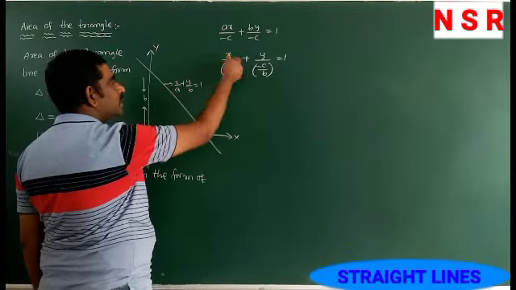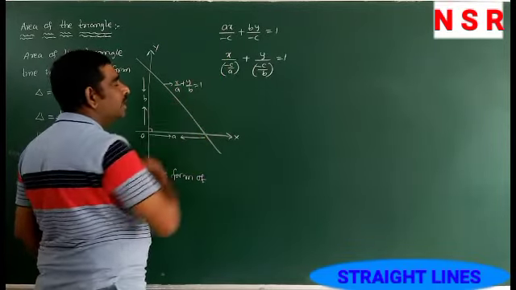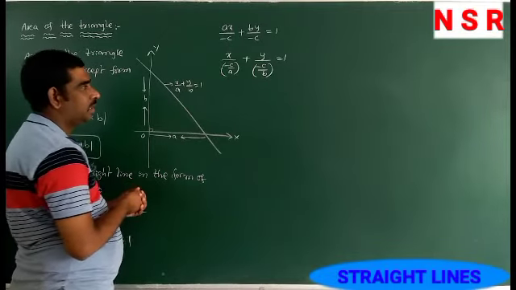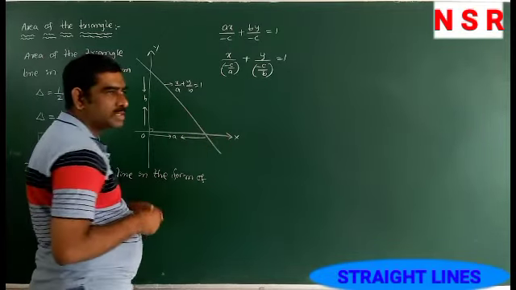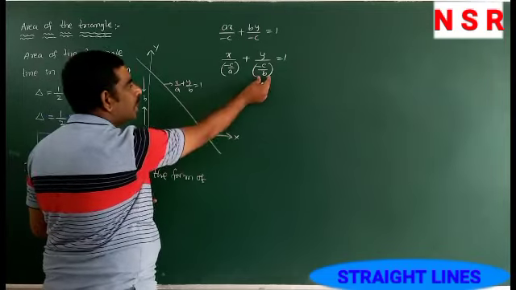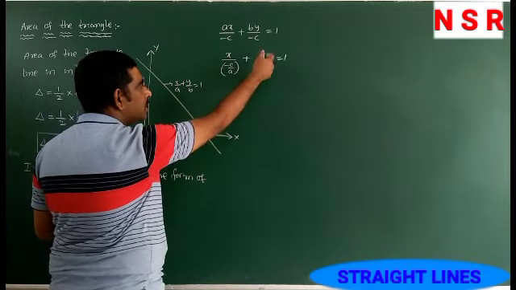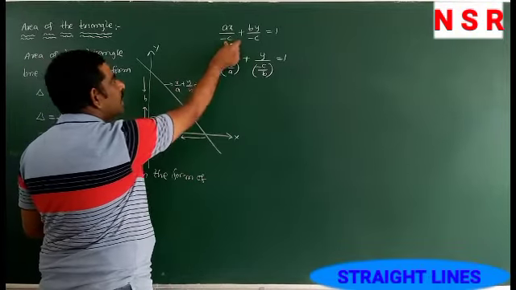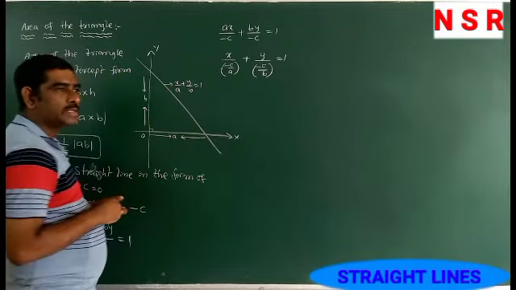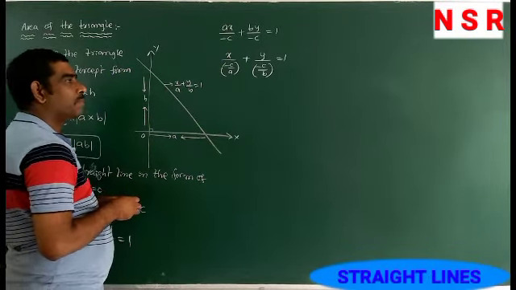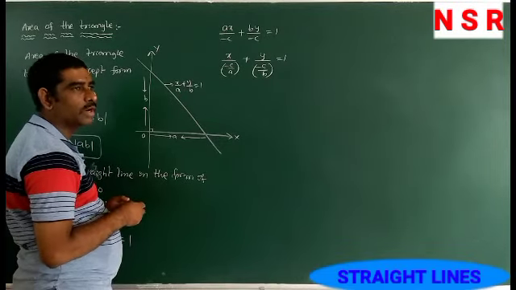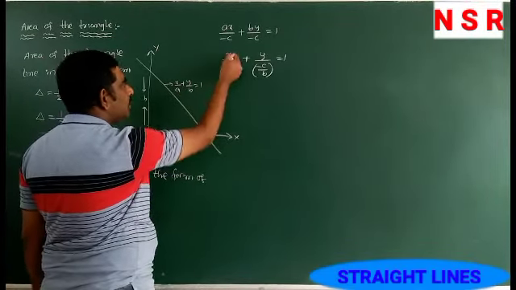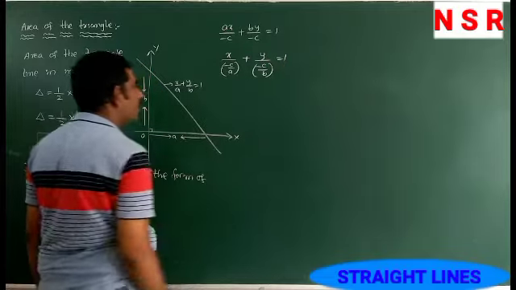If we reverse this denominator value, again we get ax by minus c, and also the denominator value minus c by b, reversed, gives b by minus c. That's why this term can be written as x by minus c by a plus y by minus c by b equals 1. Now it has changed into the x by a plus y by b equals 1 form.